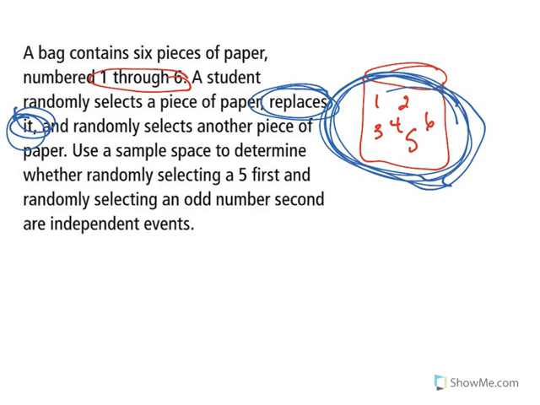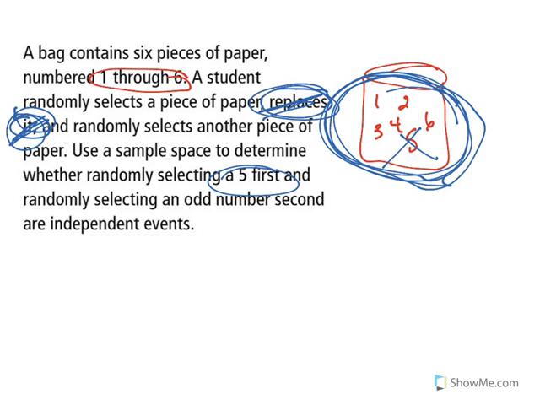Now, work with me for a second. What if he didn't replace it? What if Sammy first took out, say, the 5, and then I went on. Could somebody else take a 5 out of the bag? No, because it's not there. So those would be dependent because the second one depends on what Sammy took out the first time.